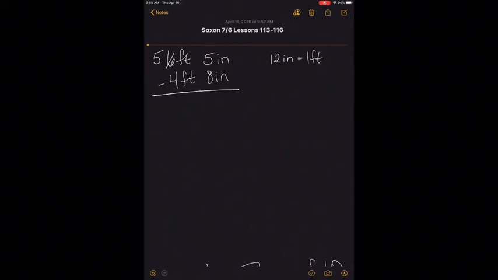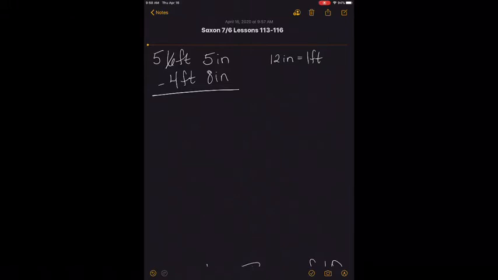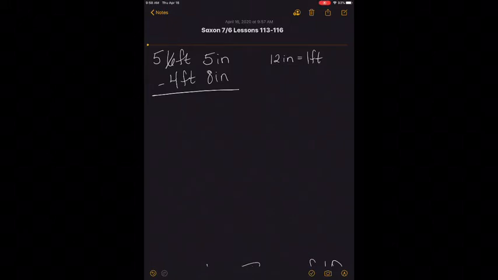So when we borrow from the 6 feet, that becomes 5, but we have to not bring a 1 over like we normally do because we're coming from a power of 10 greater. Here we're coming from a perspective of 12 inches. So we have to add 12 inches to what's there. So 12 plus 5 is 17. So now when we subtract, we get 9 inches, 1 foot.